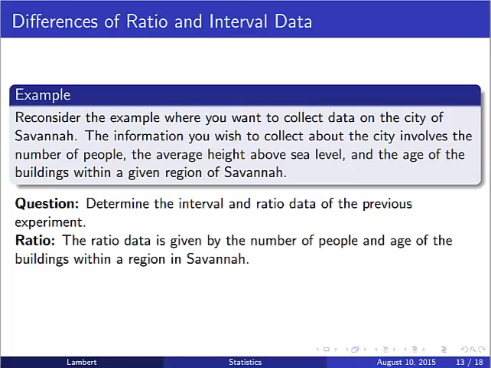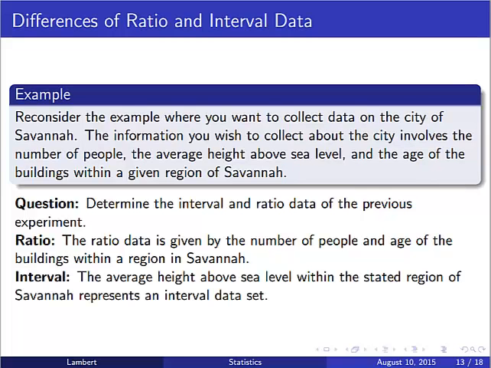However, after having those two, you have to think about the interval. Why is average height above sea level going to be interval data? Well, notice we can be below sea level or above sea level. So there really is no natural starting point. And with that in mind, we know that average height above sea level happens to be interval data. Okay?